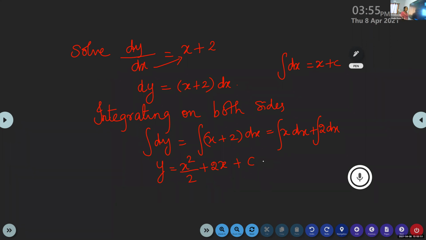So the integral of dy is equal to the integral of x plus 2 into dx, which is equal to the integral of x dx plus the integral of 2 dx. So y is equal to, what is the integral of x? x square by 2 plus, what is the integral of 2 dx? It will become 2x plus c.